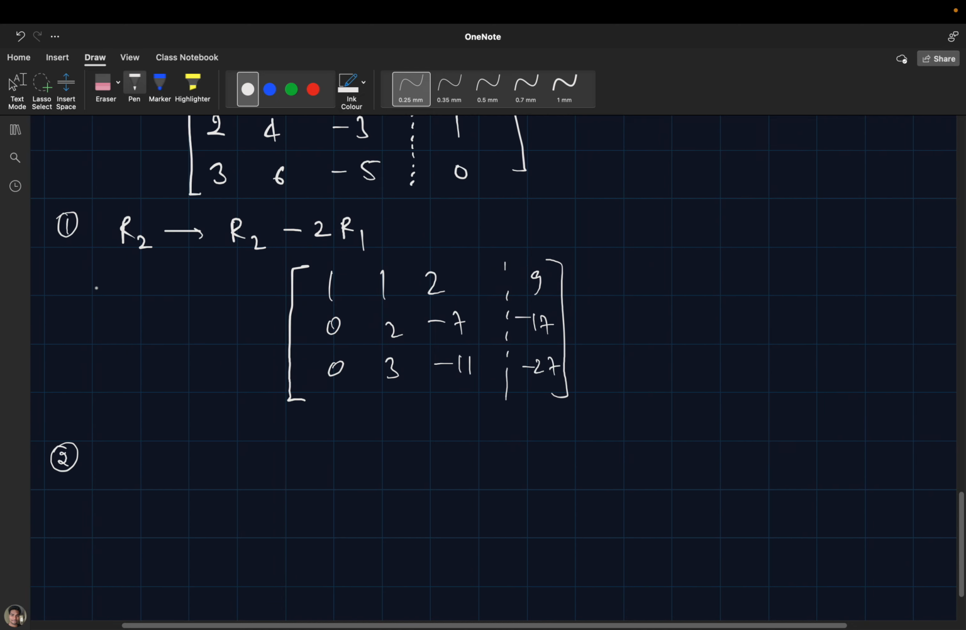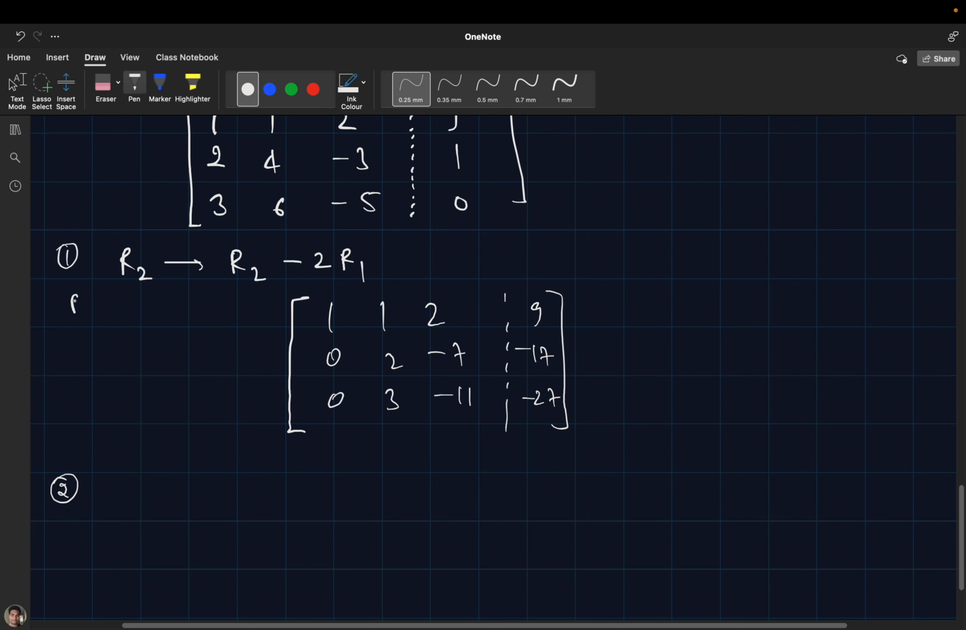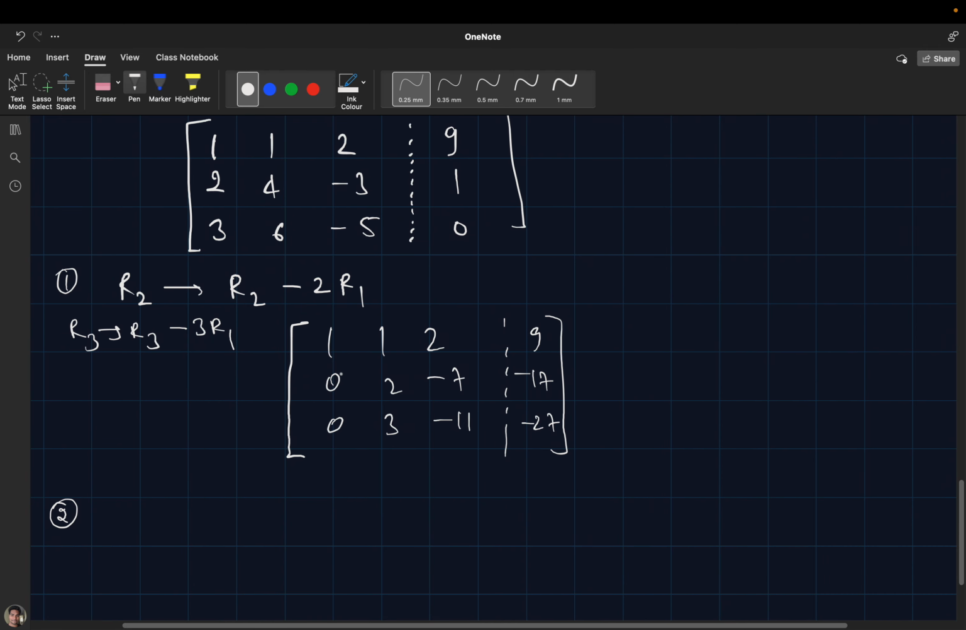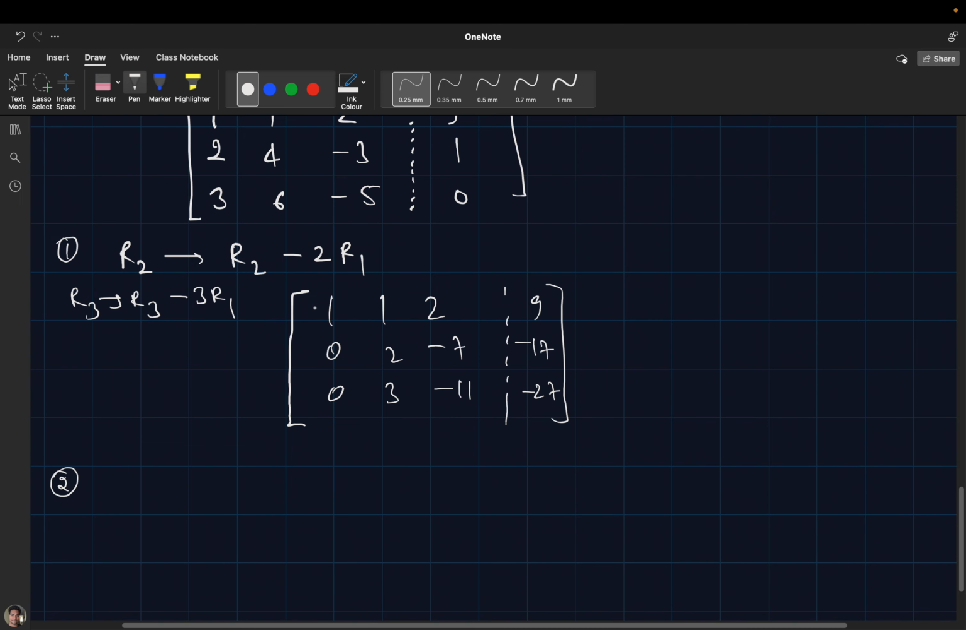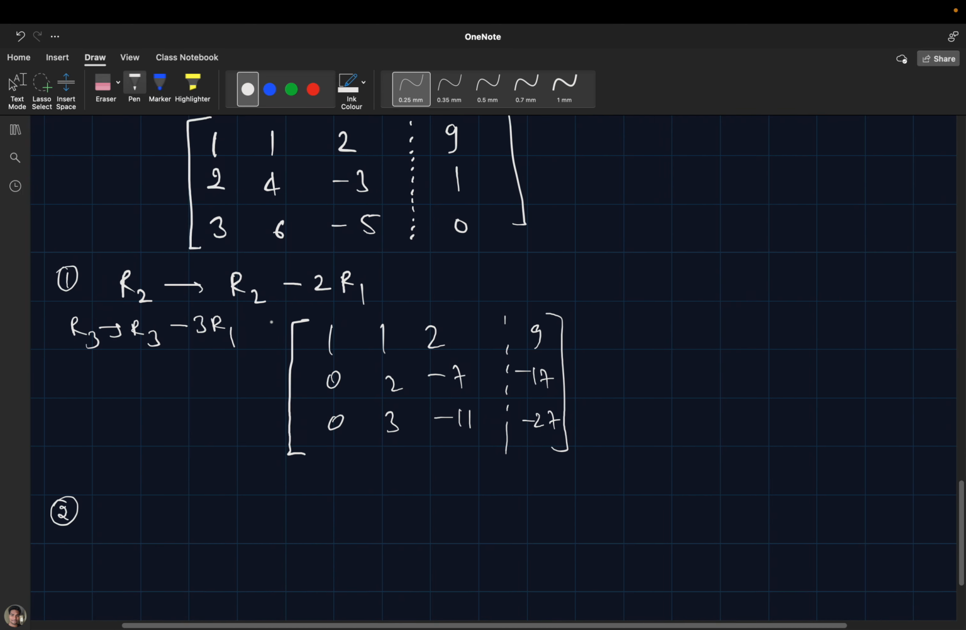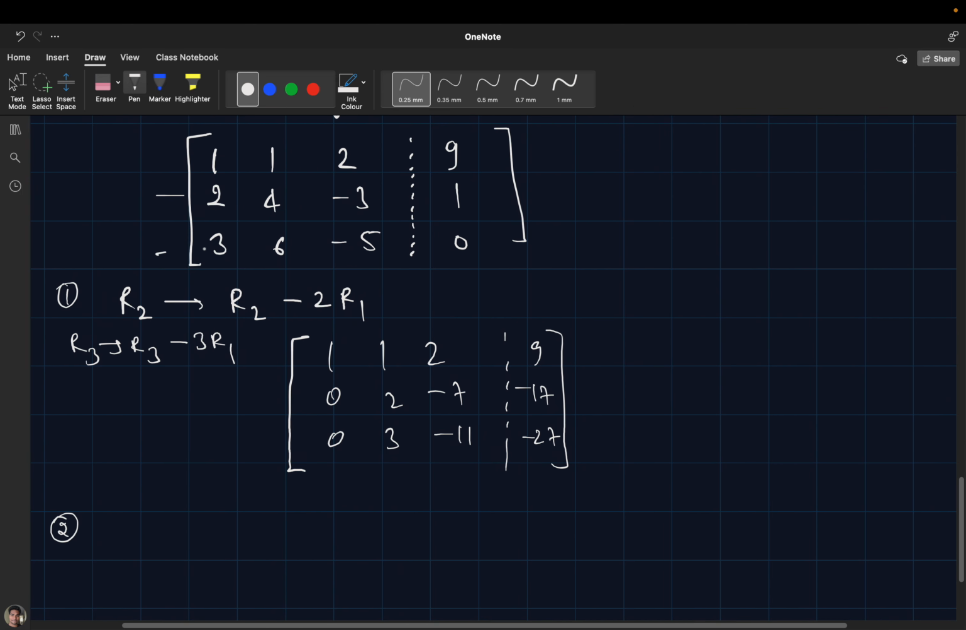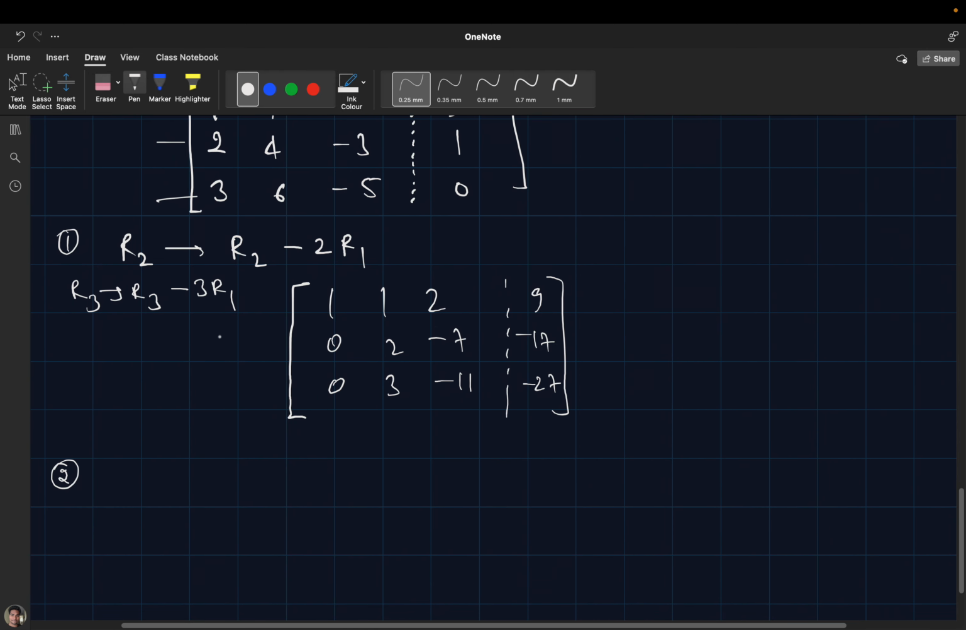Actually, I am doing one more operation. I am changing row 3 as row 3 minus 3 times row 1. Is it fine now? Yes. So this is the first kind of operation I did. I changed these two rows by this operation.